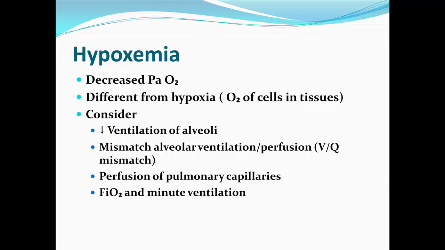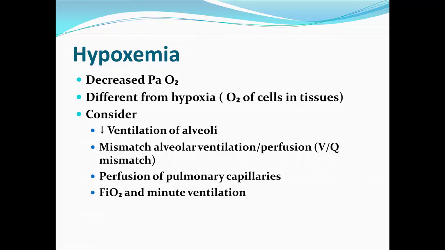Now, this is different from hypoxia. Hypoxemia is what we're talking about in the circulation in the blood, as opposed to hypoxia, which is the amount of oxygen in the cells in the tissues. So once again, what kinds of things should we be considering? Well, we should consider anything that decreases ventilation of the alveoli. We would want to think then about a mismatch between alveolar ventilation and perfusion.